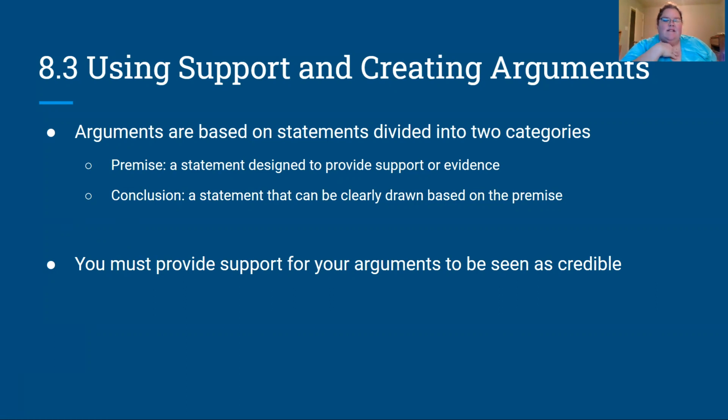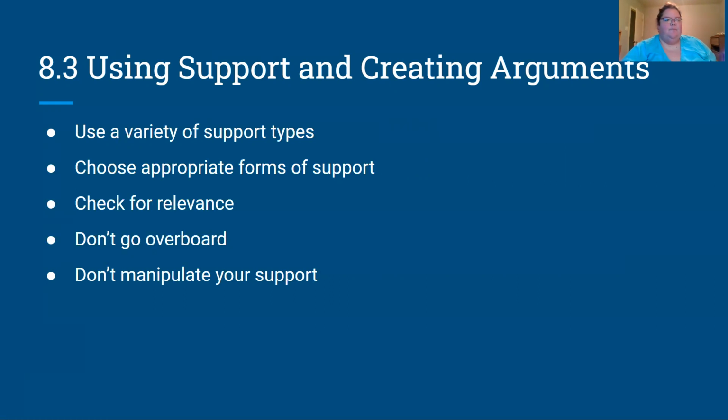Next, you have to provide support for your arguments to be seen as credible. You can't just make claims and not support them. Some things I want you to consider when you're using support is that you want to use a variety of supporting types. People are persuaded and informed in different ways. And so if you rely solely on statistical information, people might become bored by that. If you use only narratives and testimony, people may be looking for more quantitative information.